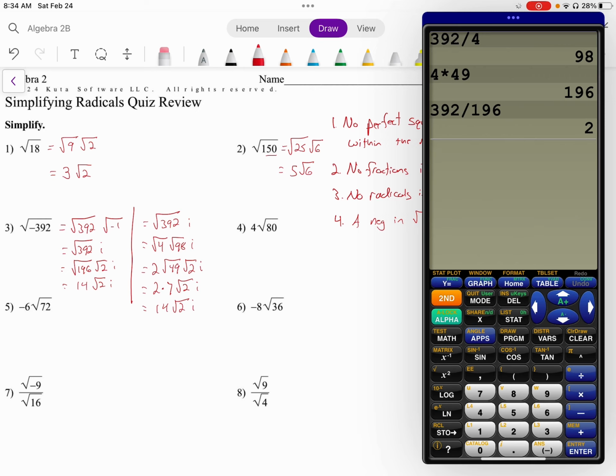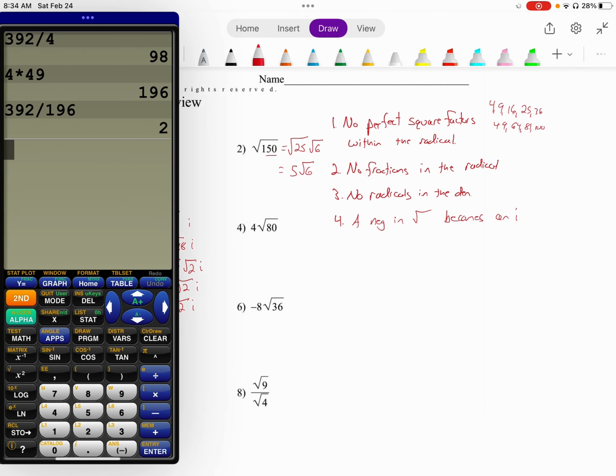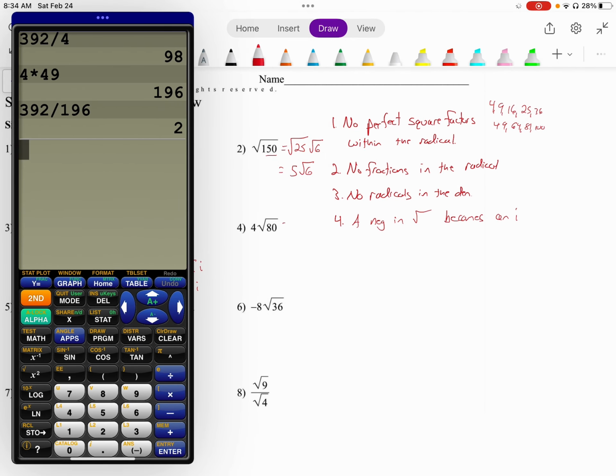Number 4, we have 80 here. 80, we know 4 goes into 80. Also, though, 16 goes into 80. So we can write this. So make sure you keep the 4 there. So 4 times, and 80 is 16 times 5. So the square root of 16 times the square root of 5. Again, make sure that 4 stays there. The square root of 16 is 4 times the square root of 5. So we end up with 16 times the square root of 5.